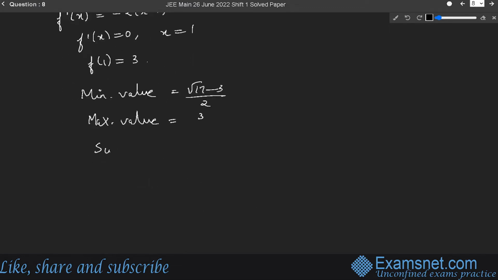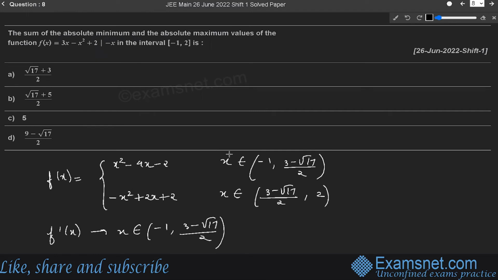So the sum of absolute minimum and absolute maximum value is equal to root 17 minus 3 divided by 2 plus 3. So this will be equal to root 17 plus 3 divided by 2. Therefore, the correct answer for this question is option A, which is root 17 plus 3 divided by 2. I hope this question is clear to you.